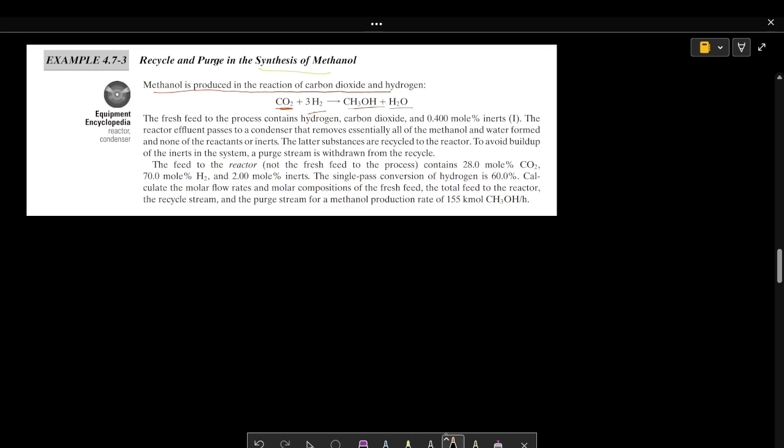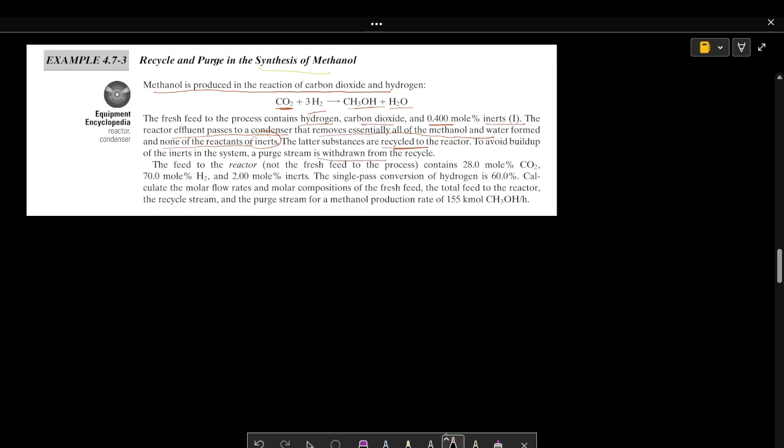Also mentioned is that the fresh feed to the process contains hydrogen, carbon dioxide, and 0.4 mole percent inerts. The reactor effluent passes to a condenser that removes essentially all of the methanol and water formed, and none of the reactants or inerts. The latter substances are recycled to the reactor to avoid build-up of inerts in the system. A purge stream is withdrawn from the recycle.